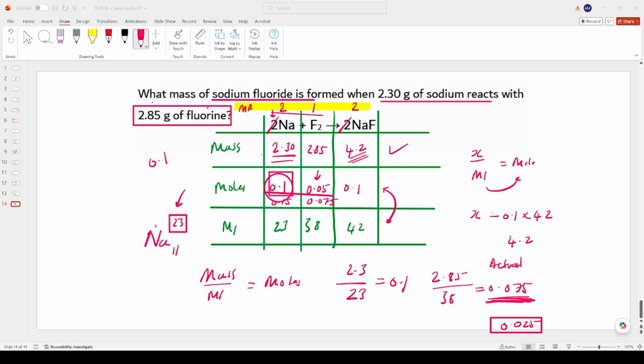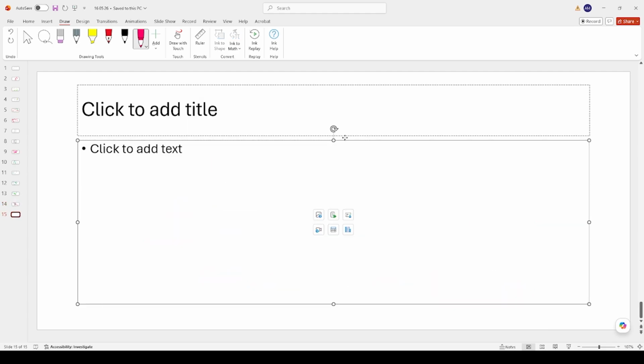Okay, we're going to do another limiting question now. So let's look at this question here. This is a limiting reactant. So basically find out what's in excess, what's limiting. Excess just means lots has been added. Limiting means not enough has been added to reach the goal.